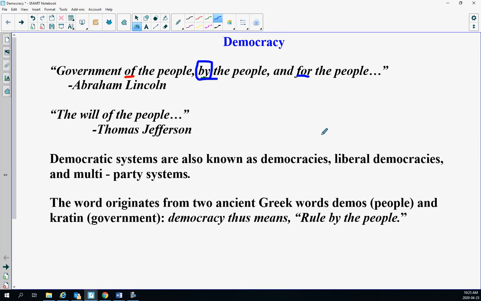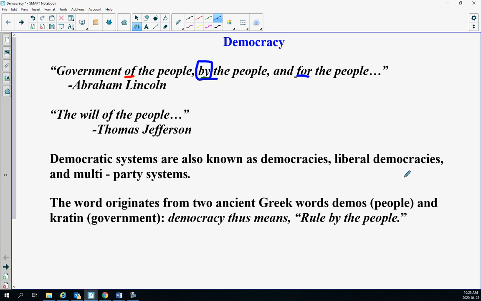And finally, when he says a government for the people, he's saying the government is there to serve the will of the people. It is there for the people, not itself. Governments should not democratically act in their own self-interest. Governments are there to act in accordance with what is best for the people's wishes. Now, whether or not the people know what is best for them, that's a different story that we're going to talk about as we study democracy. But that is a good way of looking at democracy.